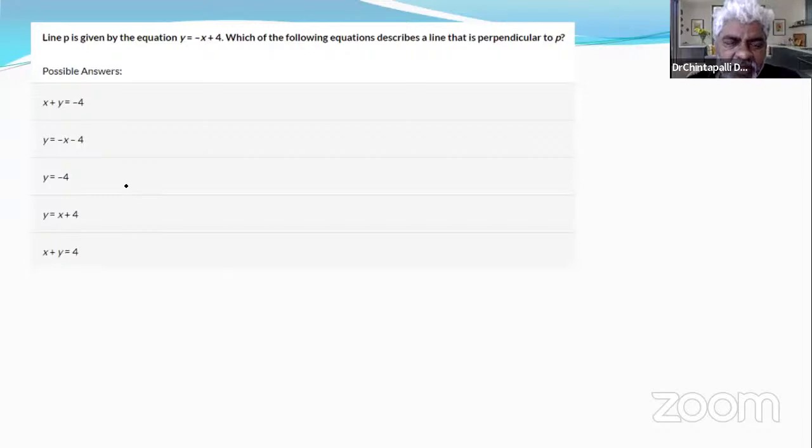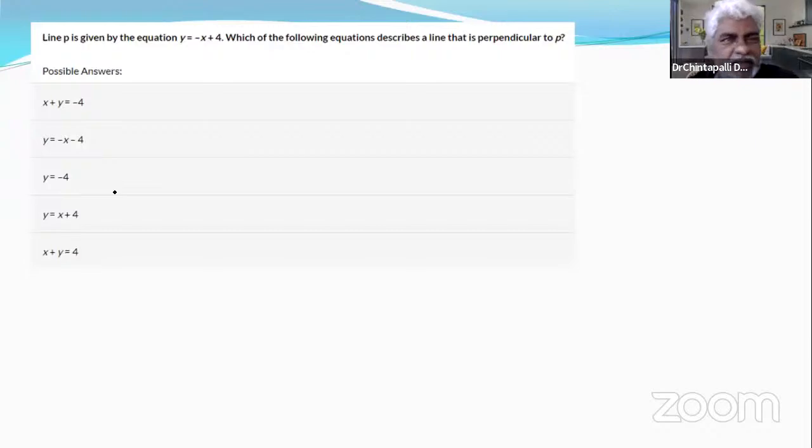If you have full grip over the subject, we can analyze the given question in as many ways as possible, in as many dimensions as possible. Like we did in the previous sum, we did it by the elimination method and also the straightforward method. Now this question: line P is given by the equation y is equal to negative x plus 4. Which of the following equations describes a line that is perpendicular to P?